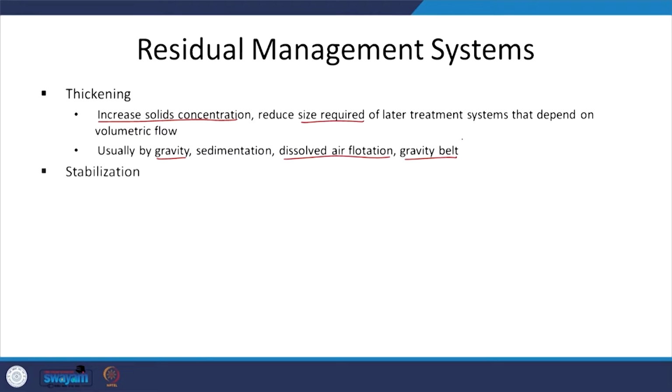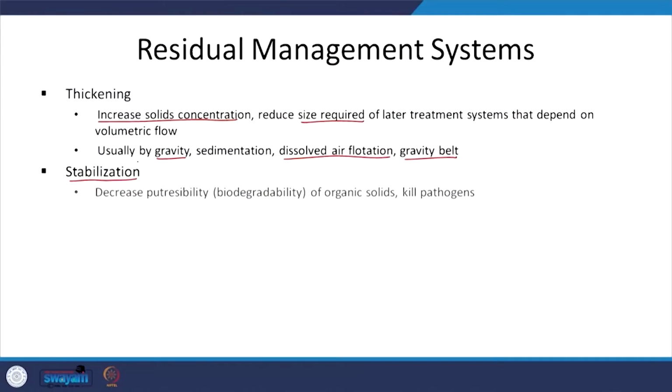And then stabilization, as in my secondary treatment unit sludge is biomass, right? It is active or it is cell. So, again that will decay if we do not stabilize it. So, that is what we are trying to do here, right. Decrease the biodegradability, meaning the putrescibility of organic solids. In the process, we want to kill any pathogens that we have in the sludge, right.